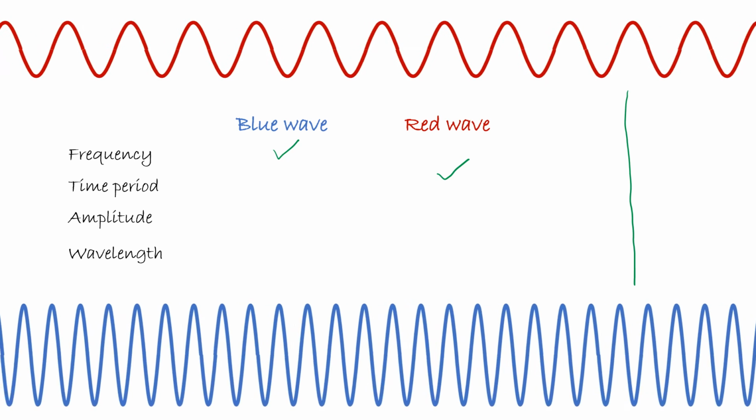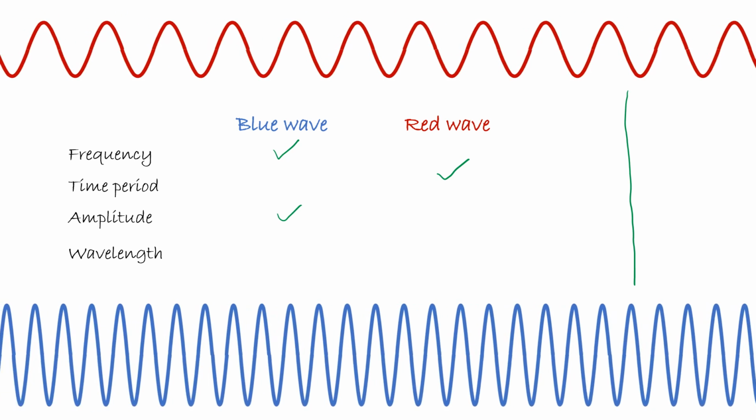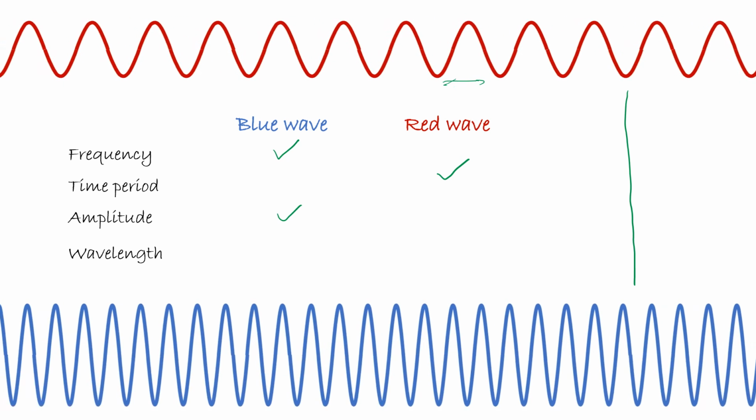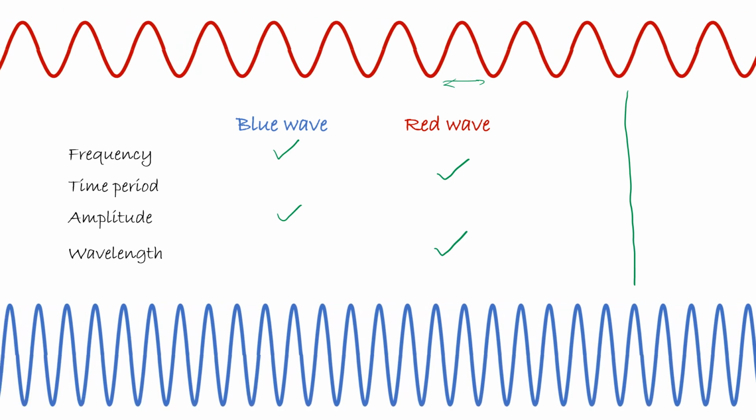Amplitude of the blue wave is visibly more than that of the red wave. However, in the case of wavelength, we can see that the distance between successive crests is more in the case of the red wave. Cool.